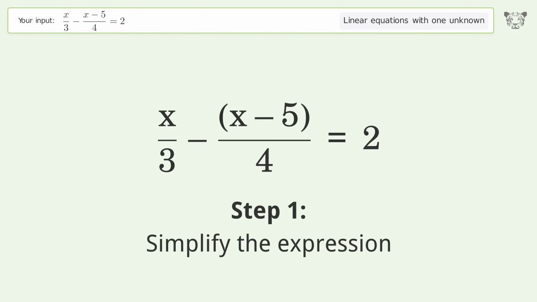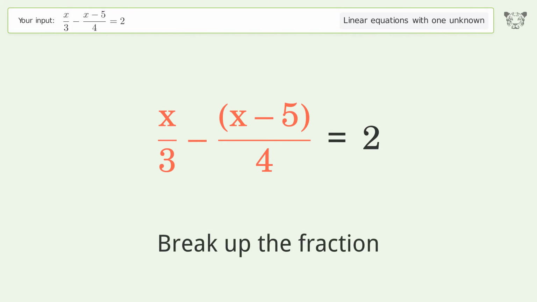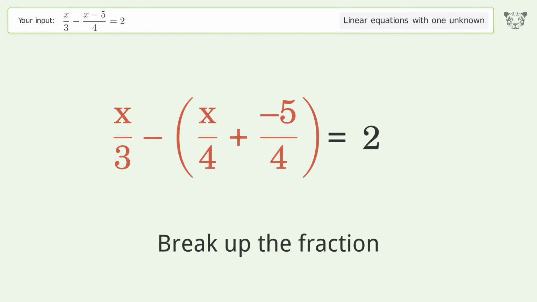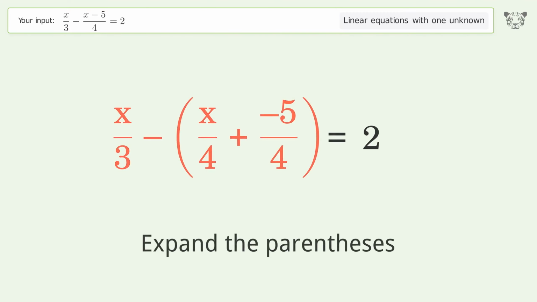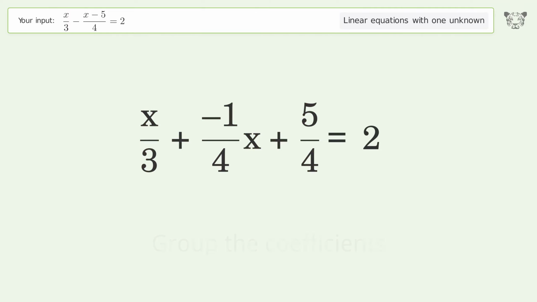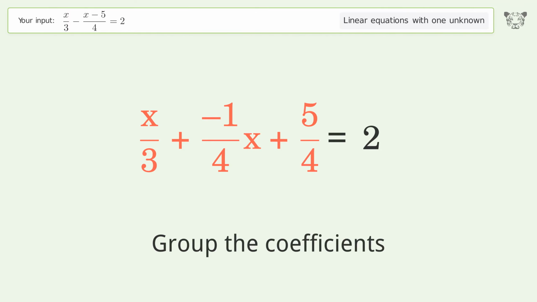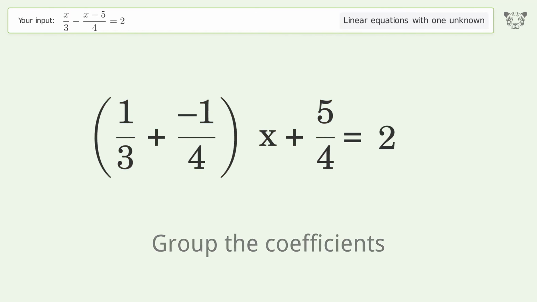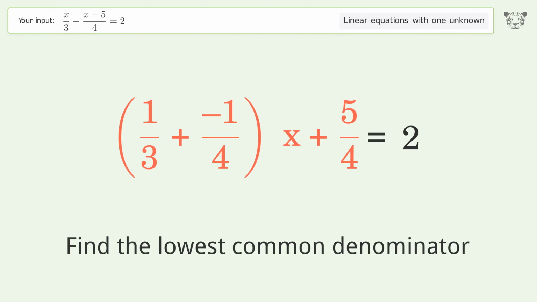Simplify the expression. Break up the fraction. Expand the parentheses. Group the coefficients. Find the lowest common denominator.